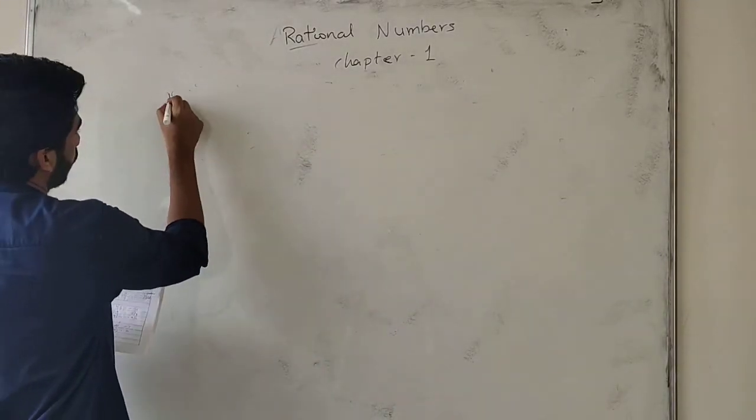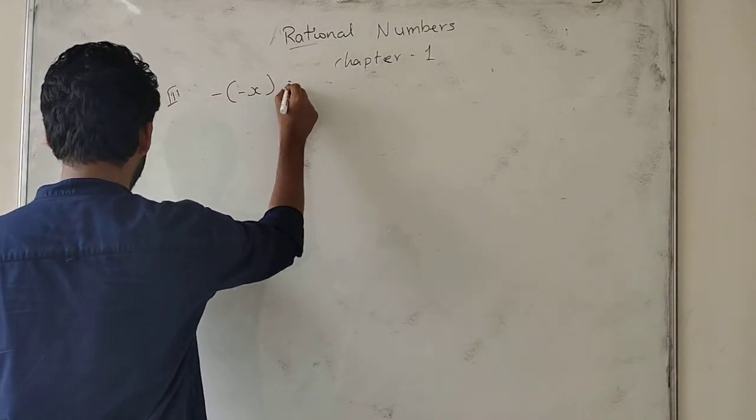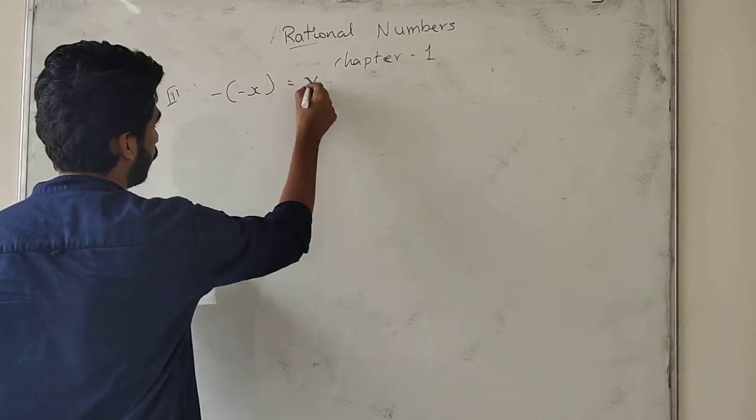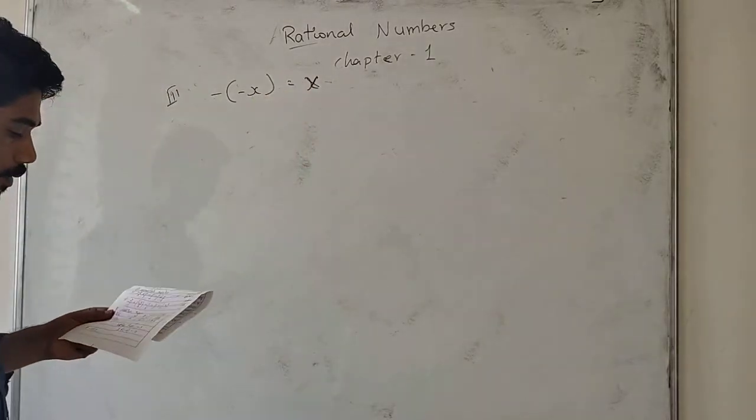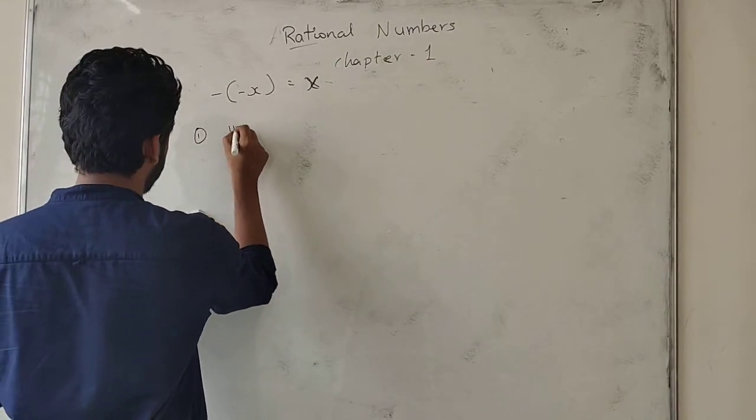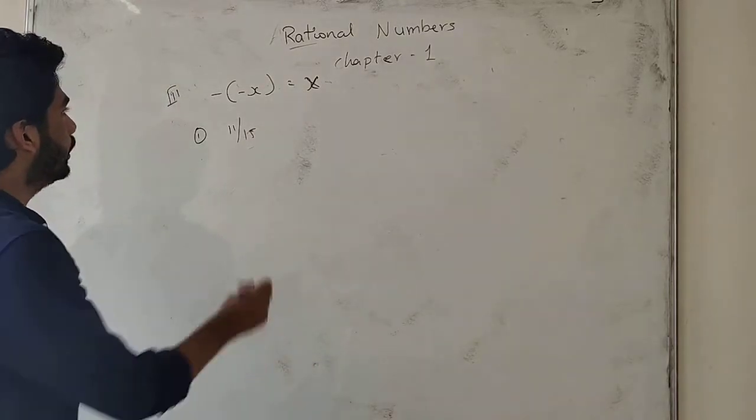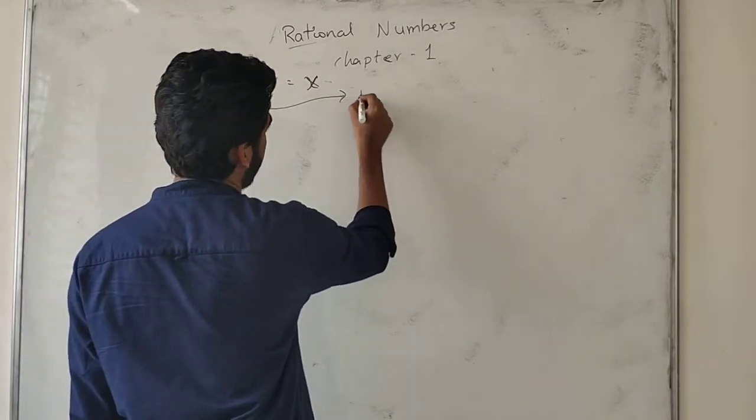For exercise 1.1, the third one: minus into minus x will be x. We have to prove this one. Okay, first question here. It will come as 11 by 15. Friends, this minus 1 means nothing but the additive inverse.